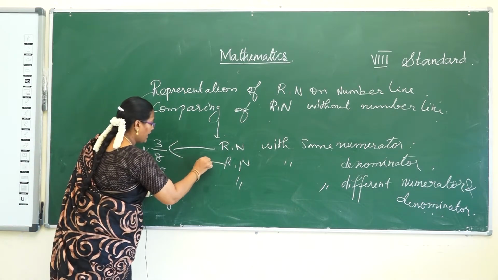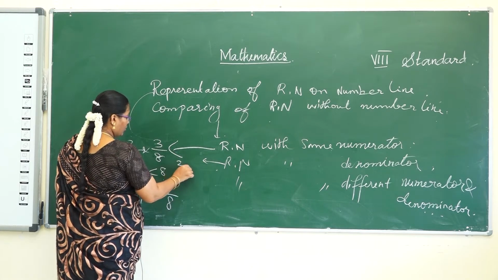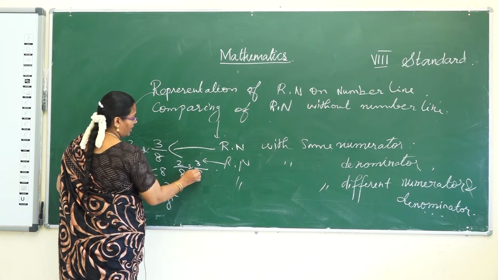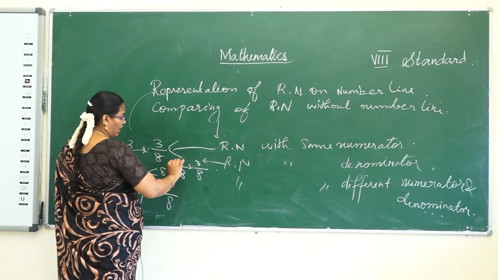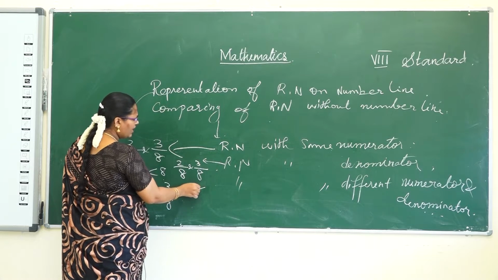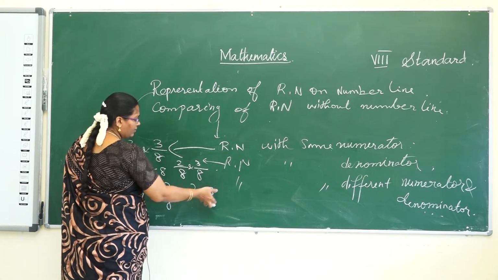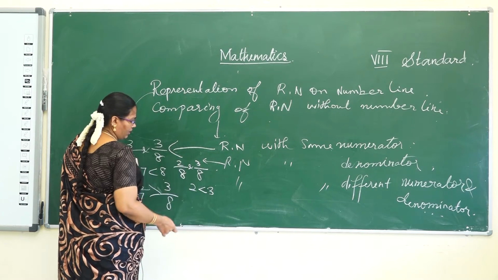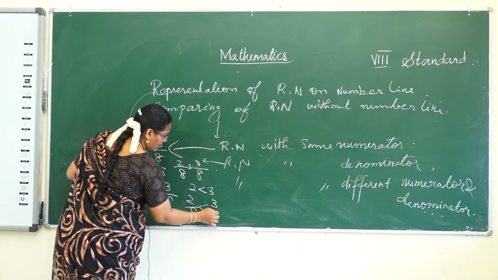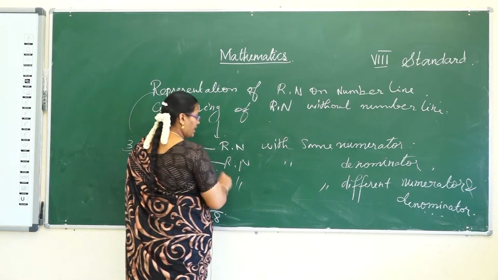And the second type, where denominators are the same: 2 by 8 and 3 by 8. So you can easily compare the numerators. 2 is less than 3. So which is greater? 3 is greater. So 2 by 8 is less than 3 by 8. This is the second type.